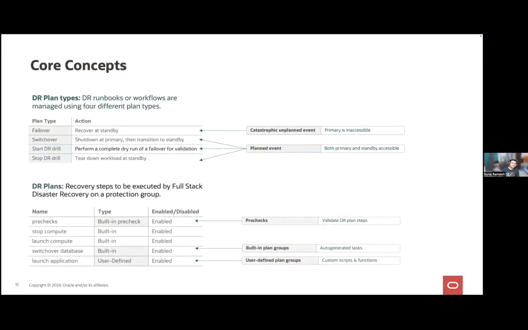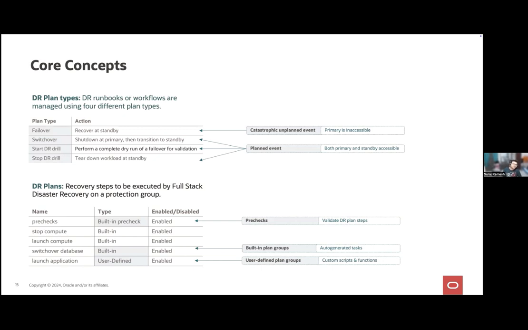So there are multiple plan types you can create. Once you create the protection groups and add the members, then you can create various DR plan types. There are three major types of plan. One is switchover, the second is failover, and the third is drill plans. In drill, there are two types: start drill and stop drill. So let me explain what exactly these plan types are and what the differences between them are.